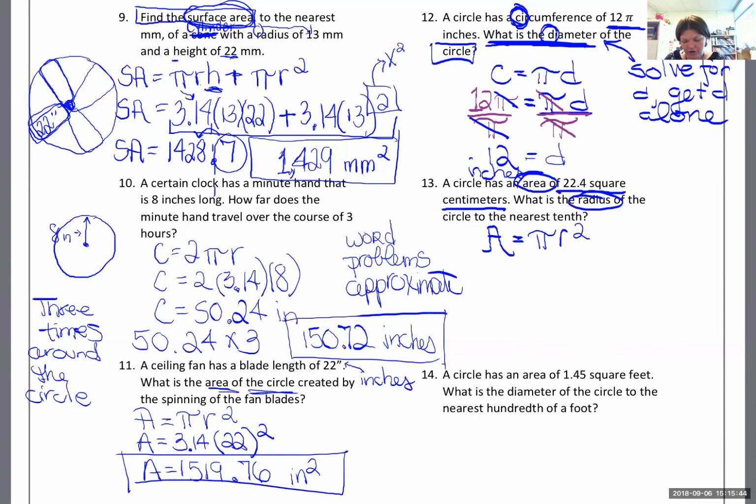Now we'll plug in what we know. So what do we know? We know the area is 22.4. So underneath the A for area, I'm writing 22.4. Now equal sign, we'll stay equal sign, and I have my decision. Keep pi pi or use a decimal approximation of pi? Keep pi pi. What part of the problem made you think to keep pi pi?